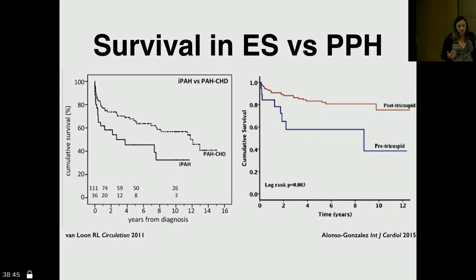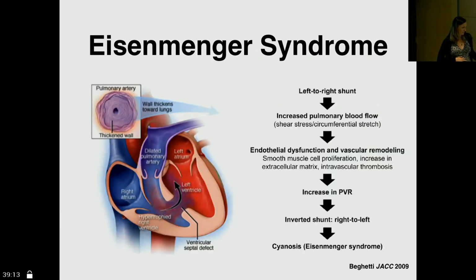Well, one model that we can look to is patients with Eisenmenger syndrome, which I'll explain more in a second, or really patients with pulmonary hypertension associated with congenital heart disease. We know from decades-old survival curves that these patients tend to survive longer than their counterparts with idiopathic pulmonary hypertension. That's particularly true when you break these patients apart, as you can see on the right graph, to those with post-tricuspid lesions as opposed to pre-tricuspid lesions. And I'll talk about why that might be.